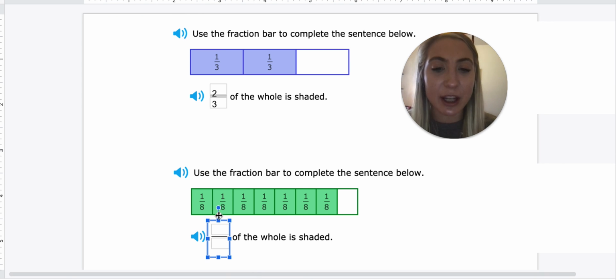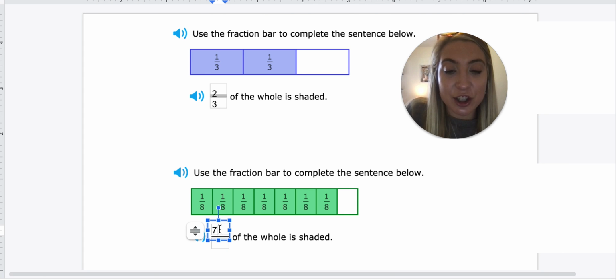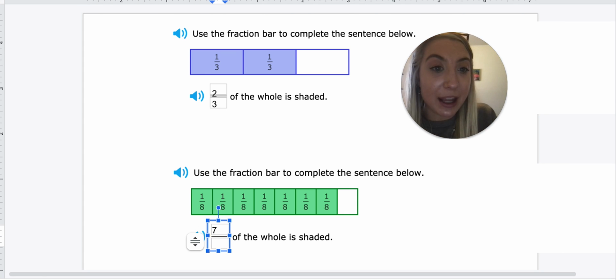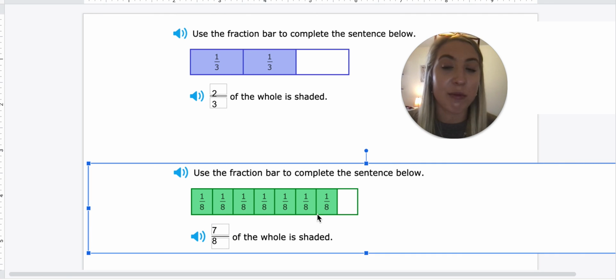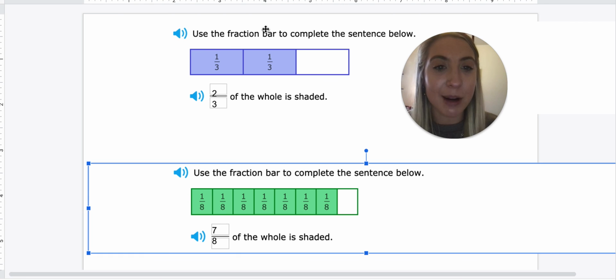So when we look down here, we see how much of the whole is shaded. We have 1, 2, 3, 4, 5, 6, 7. 7 shaded out of a total of how many equal parts? 8. So 7/8 of our fraction bar are shaded. So just make sure to take your time. Always the bottom number is going to be how many equal parts there are. And the top number is going to be how many are shaded or what part of it.